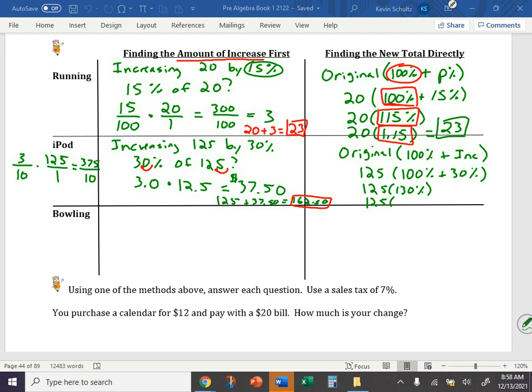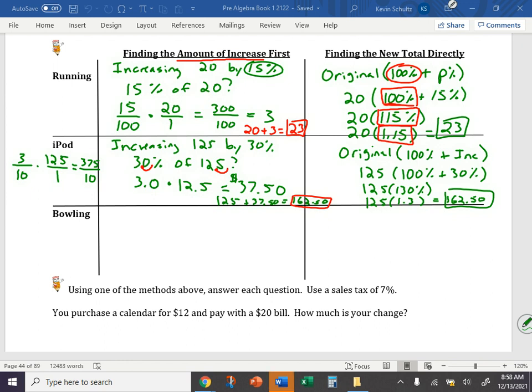Griffin? 1.3. Okay. And you want this to be greater than a whole, right? Because you want to increase. That one whole takes care of the original 125. The 0.3 is going to increase it. Okay? And this will get you, spoiler alert, $160.50 directly. Okay?